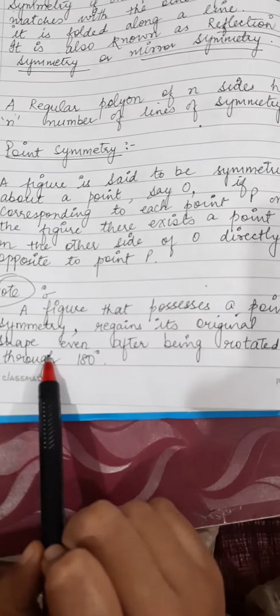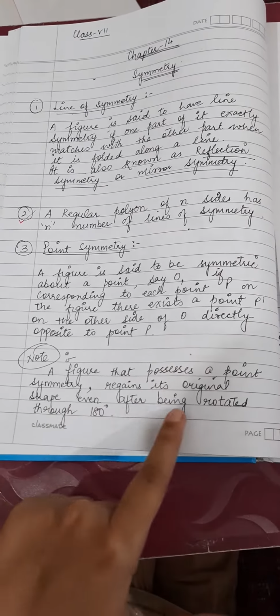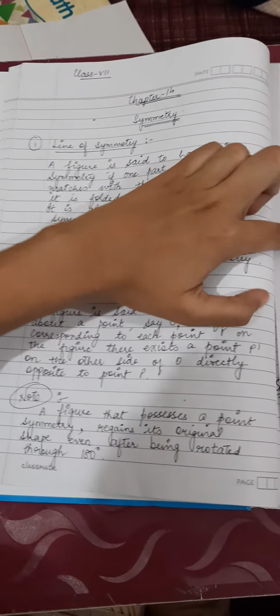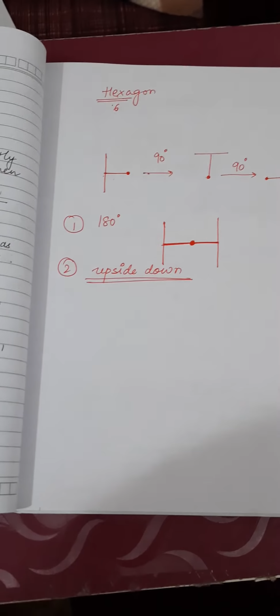Now you can read it. You don't have to go through this definition. You can see this note: a figure that possesses point symmetry regains its original shape even after being rotated through 180 degrees. I have just explained this 180. Now I am going to show you some of the examples in your book.